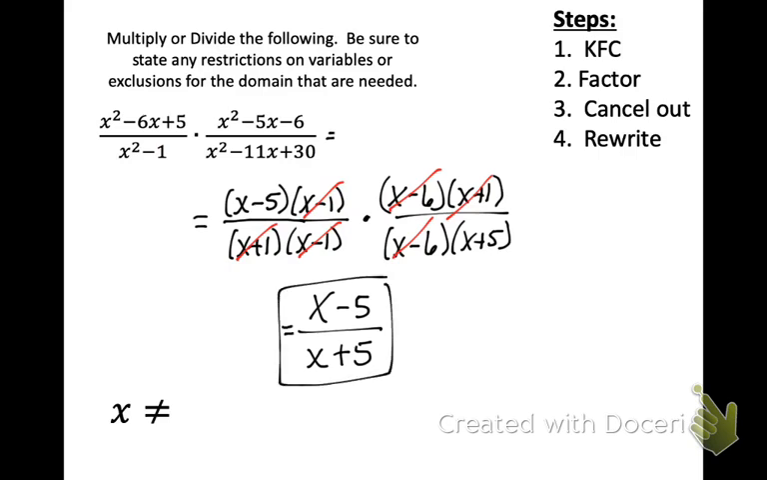Again, can't cancel out those x's, or the 5's even, because they're attached to something with addition or subtraction. On the bottom I have 4 x's. So my 4 restricted values are going to be negative 1, 1, 6, and negative 5, because those are the numbers that would have made each of those factors equal to 0.